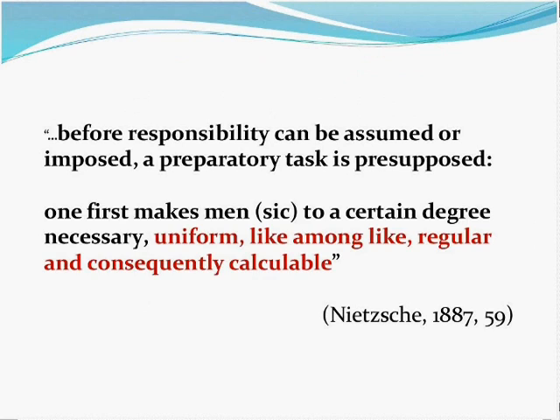But Nietzsche goes on to say that before responsibility can be assumed or imposed, there's a preparatory task that must take place. One must first make men, or nurses in this case, to a certain degree necessary, both uniform and like among like, regular and consequently calculable. In other words, for us to be accountable, we have to be calculable, and for us to be calculable, we have to be alike. Otherwise, the data we're collecting can sometimes lead us astray.